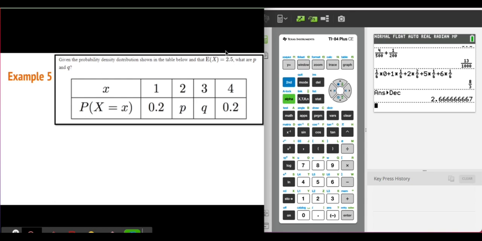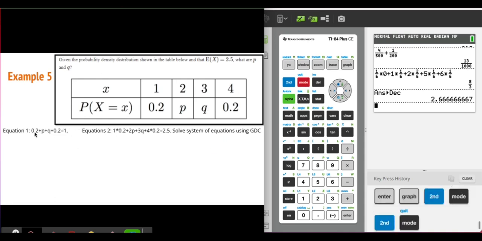Next, we can use the expected value. Since the expected value is 2.5, that means that multiplying my outcome by its probability and adding all of these together should be equal to 2.5. So we have the two equations. So we have all the probabilities added up together equaling 1, and then we have our expected value equaling 2.5.